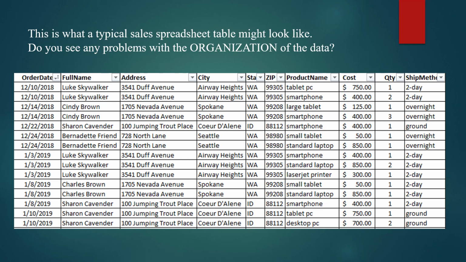I want to show you one more table, and this is going to kind of launch the rest of the talk. This is what a typical sales spreadsheet table might look like. Not all the data is present here. Some of you might be saying, well, there's no telephone number, there's no email address. That's true. And I truncated this a little bit just to fit it on the screen. So yes, there is some information missing from here.